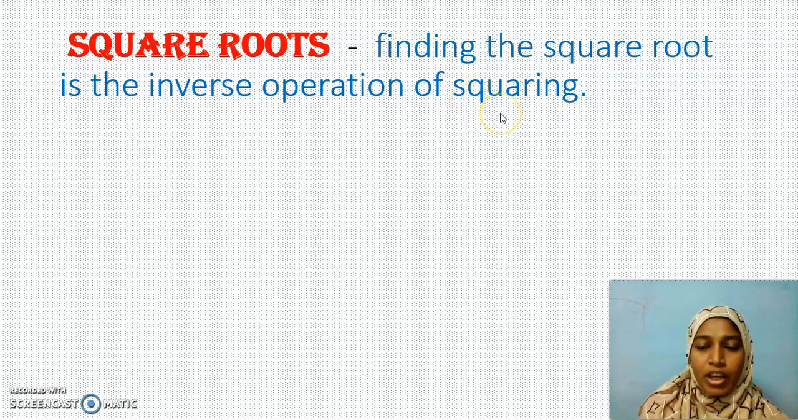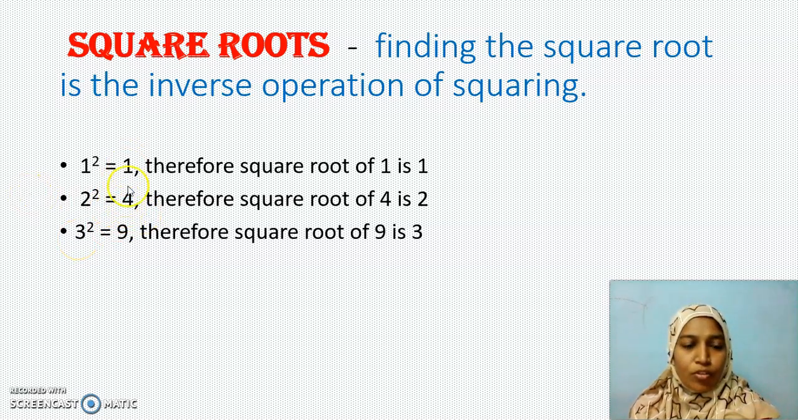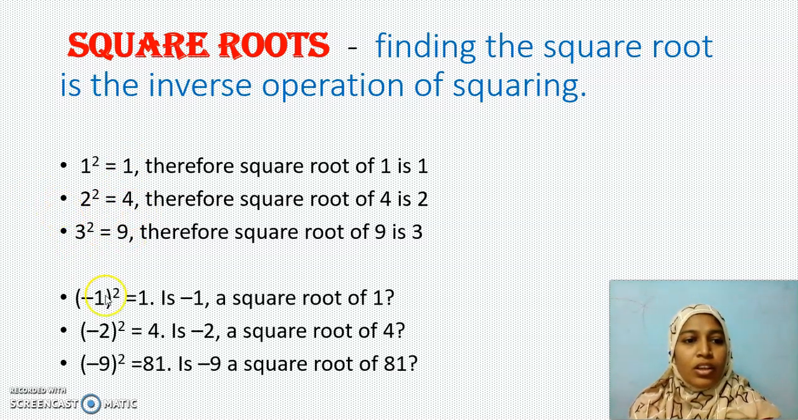So far we were dealing with squaring. The inverse operation is square root. How did we get it? 1 squared is equal to 1, and the reverse process: the square root of 1 is 1. Square root of 4 is 2. Square root of 9 is 3. Isn't it? This is the inverse operation. From the reverse I have to go.